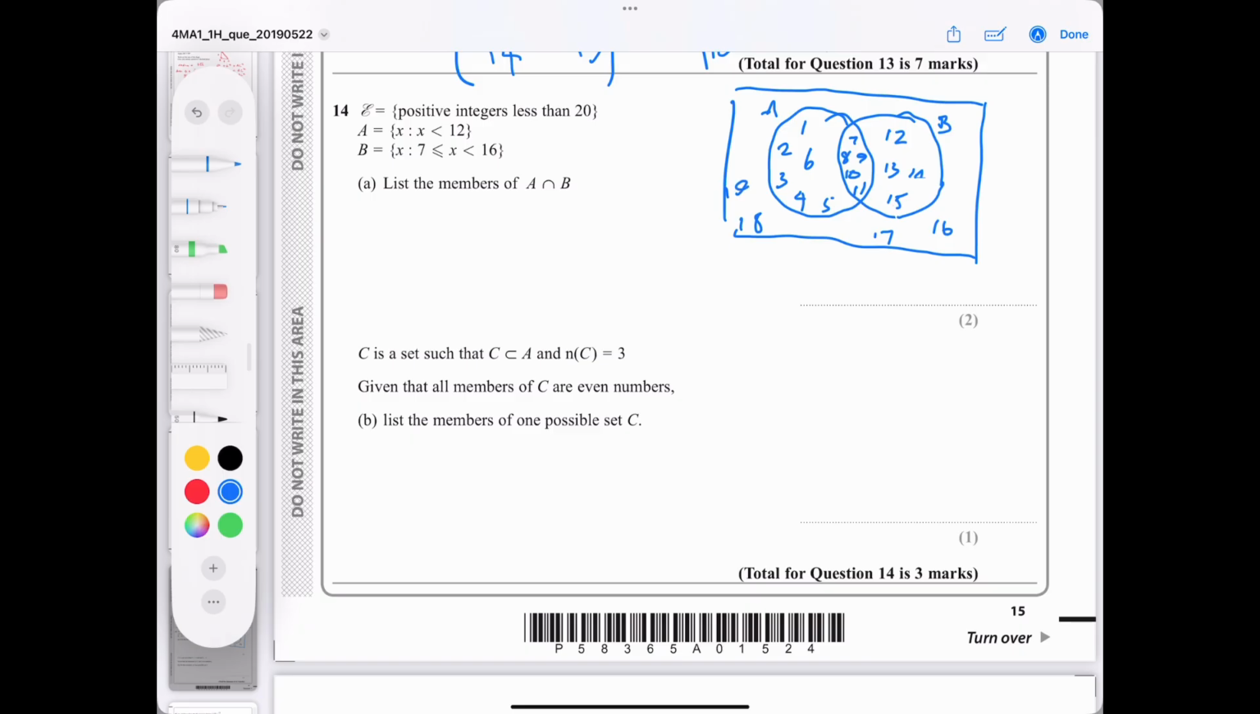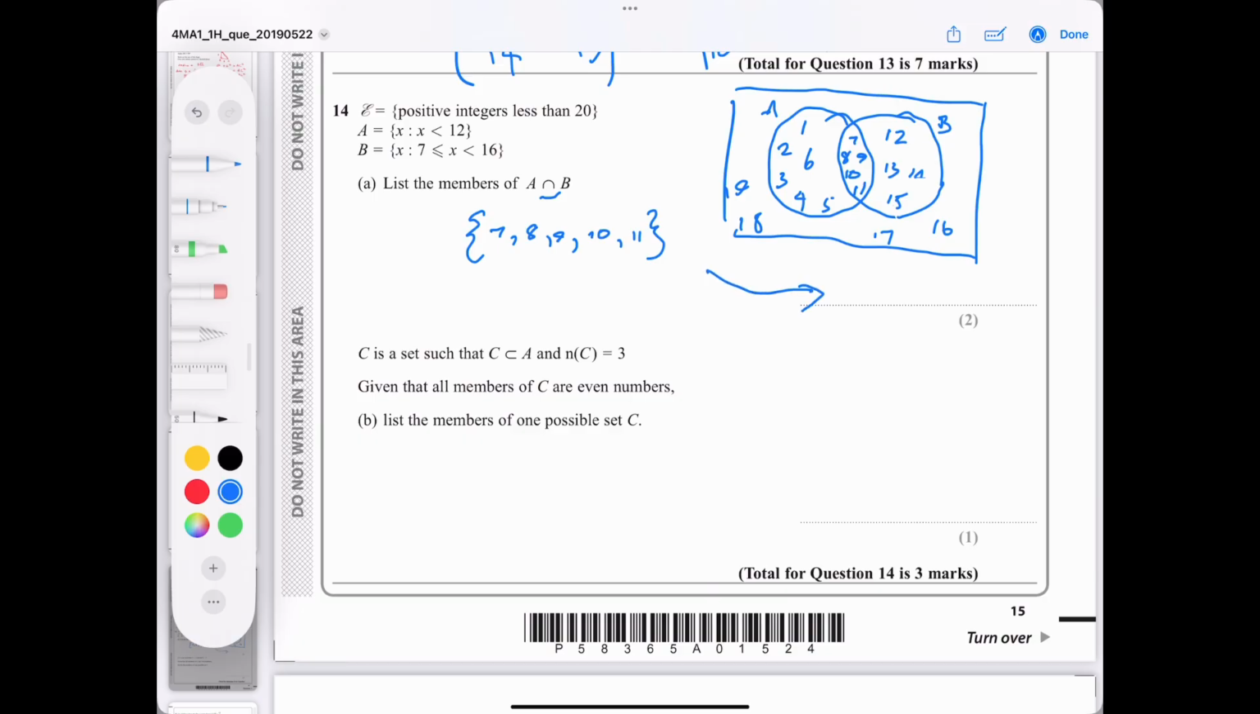So list all the members of A intersection B, and this one means A and B, so anything that belongs to both sets. So that means the bit in the middle. So we're going to go 7, 8, 9, 10 and 11, and then we're going to put that in there.